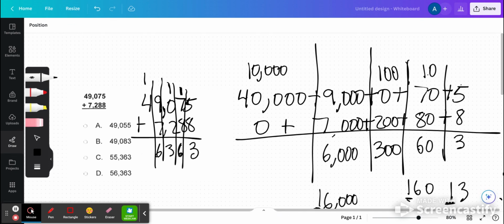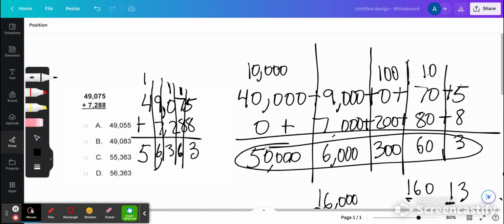And then finally, we add our 10,000s together. 10,000 plus 40,000, which equals 50,000. And then in our standard algorithm, we do it in the 10,000s place, 1 plus 4. So 10,000 plus 4 groups of 10,000, that's going to give us 5 groups of 10,000. So we have our total in standard algorithm, 56,363. And then if we take our expanded form and we write it in standard, 5 10,000s, 6 1,000s, 3 hundreds, 6 tens, 3 ones, we get the same exact answer.